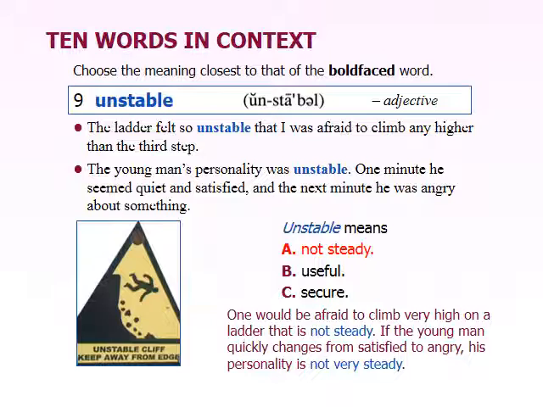So again, just like we said with obnoxious, unstable is generally not a good thing to be, because it's not predictable. We don't know. It's not safe. It's not steady in either behavior or physically.